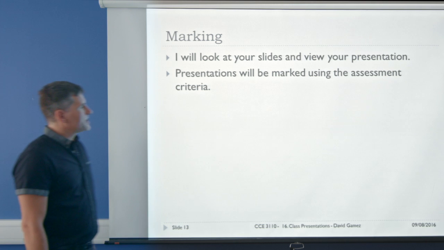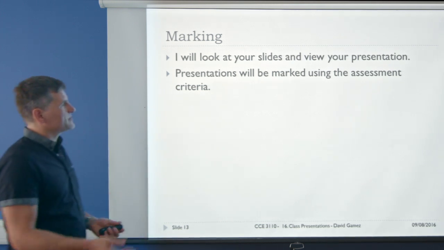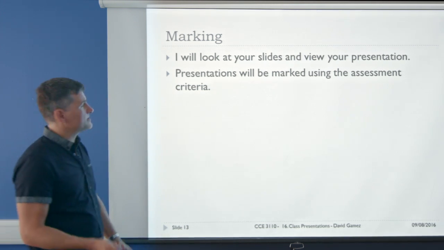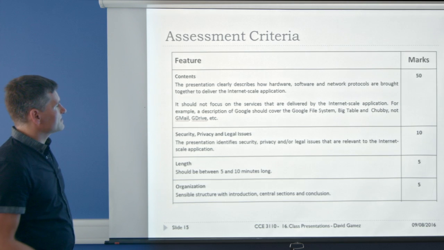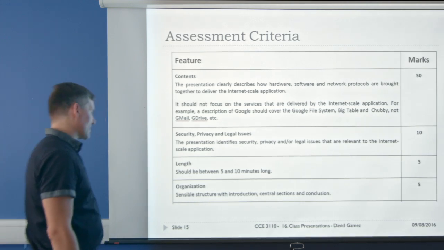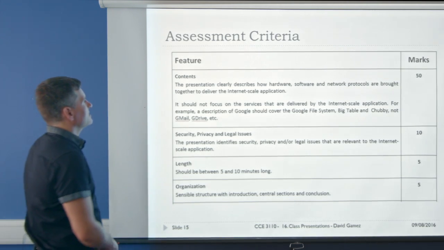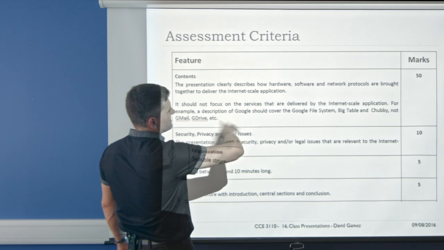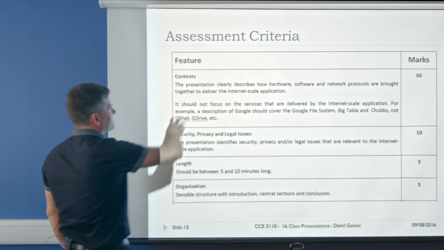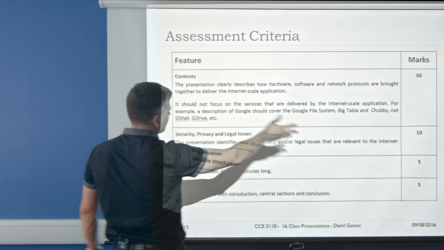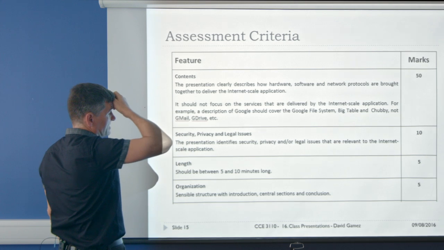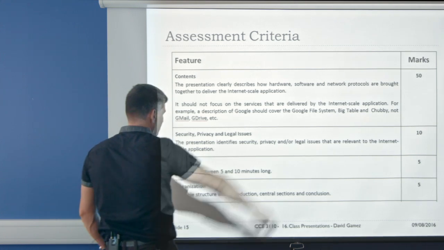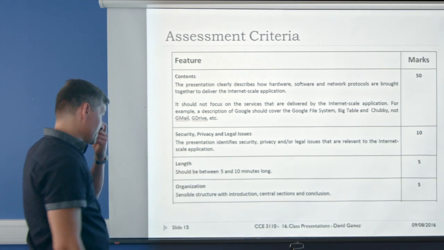So, to mark your presentations, I'm going to look at your slides for your presentation and use the assessment criteria as usual, and let's have a look at them now. So what have we got? This is the first half of them. So contents, it's very similar to the essay assessment criteria. I want you to describe how the hardware, software, and network protocols are brought together to deliver the internet scale application. I want you to touch on the security, privacy, and legal issues.